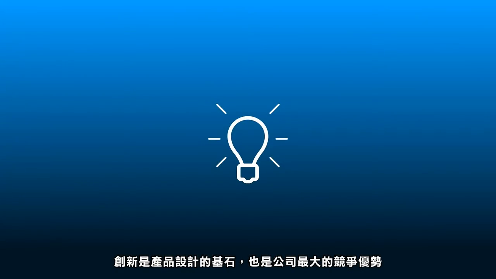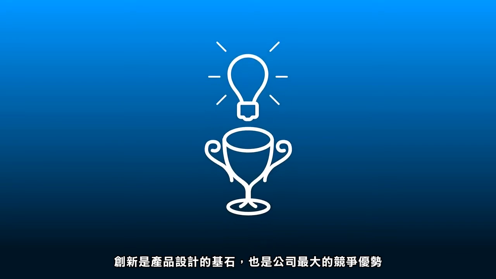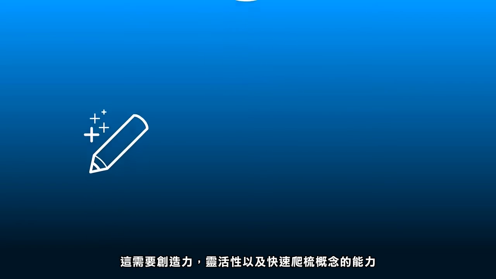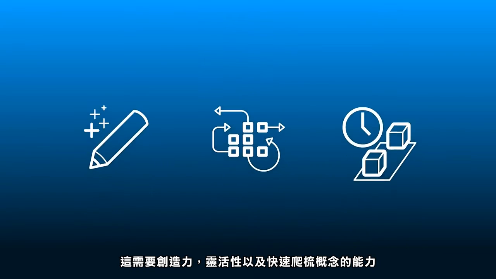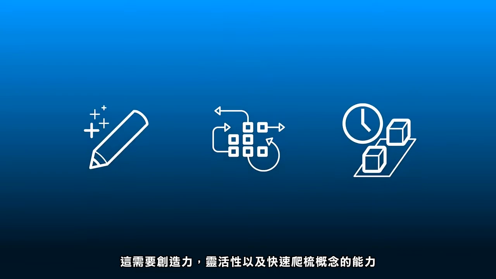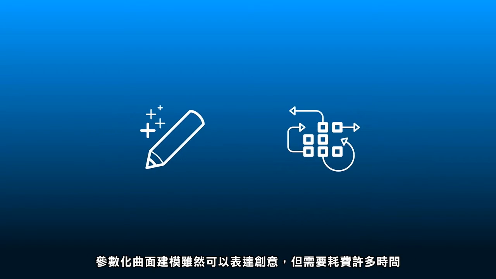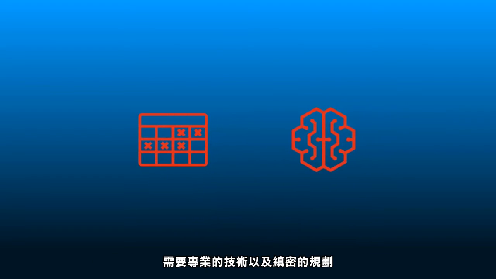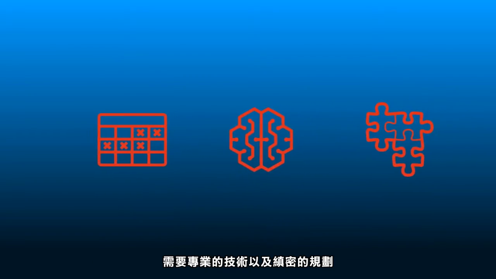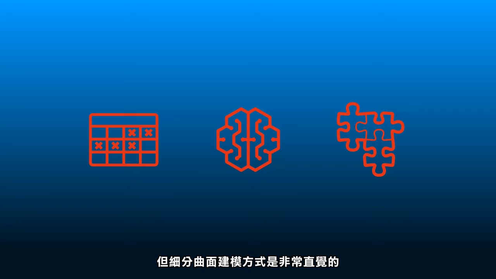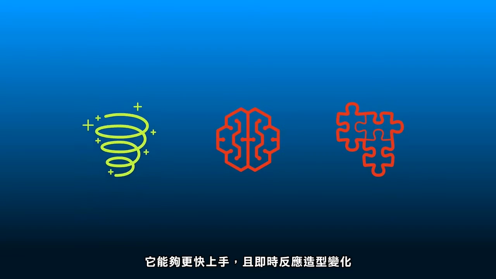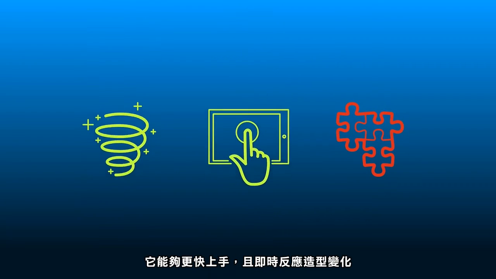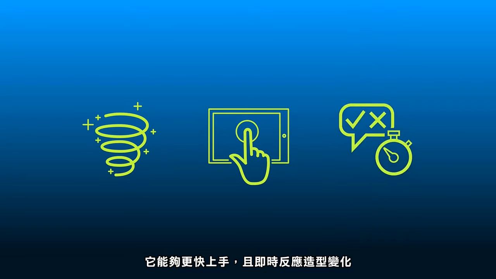Innovation is the essence of product design and could be your company's biggest competitive advantage. It requires creativity, agility, and the ability to churn through concepts as quickly as possible. Parametric surface modeling delivers on creativity and agility, but the process is time-consuming, requires a rare level of expertise, and needs thorough planning. But subdivisional modeling, it's spontaneous, it requires minutes of training, and changes are visualized in real time.